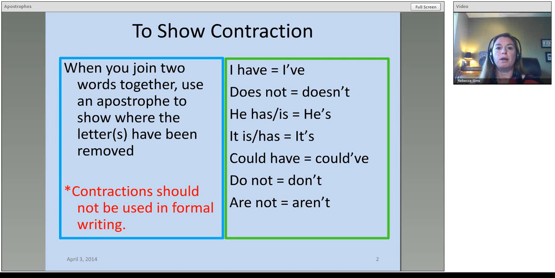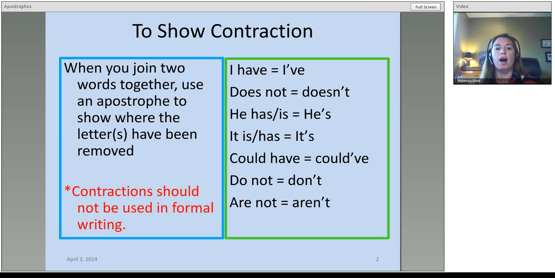We use apostrophes to show contraction. So when you're combining two words or joining two words together, you can use an apostrophe to show where the letter or letters have been removed. With academic writing, we typically do not use contractions, just as an aside note, but I want to show you how to do it so you can do it correctly when you do use them.